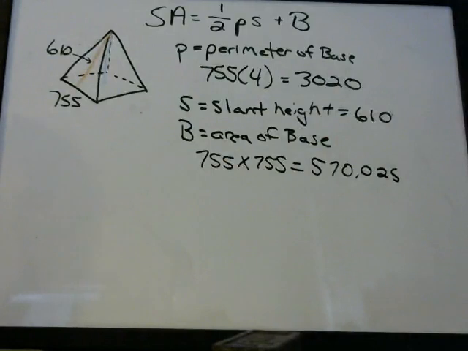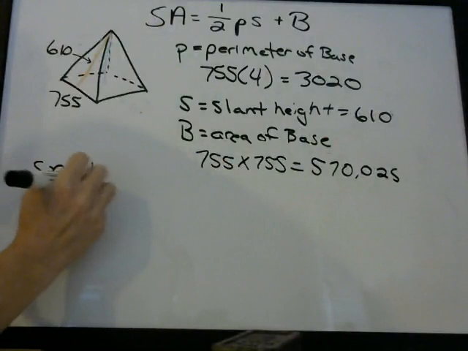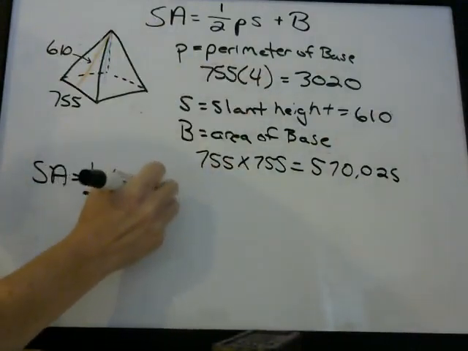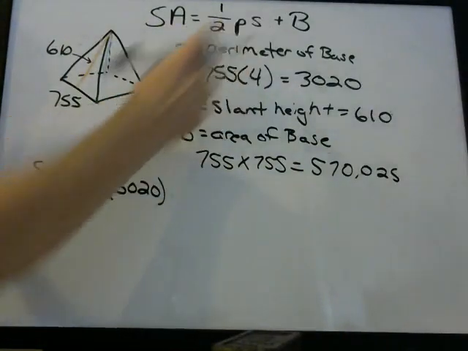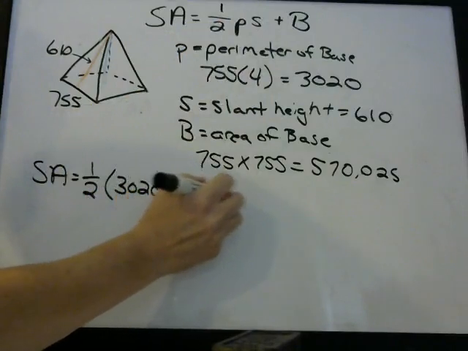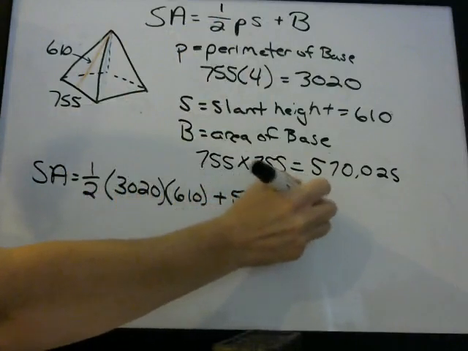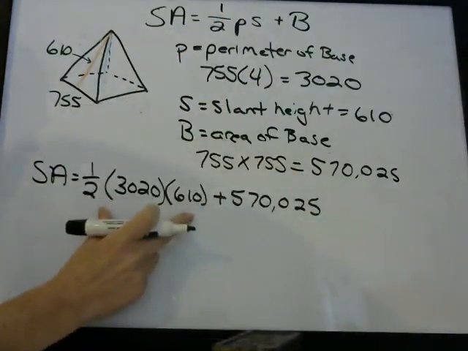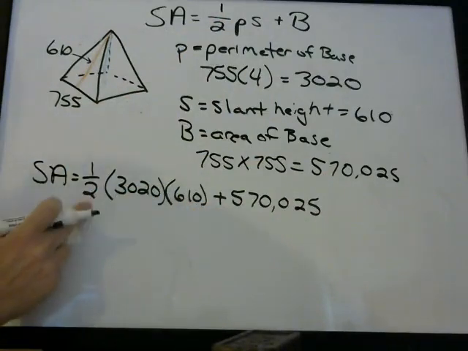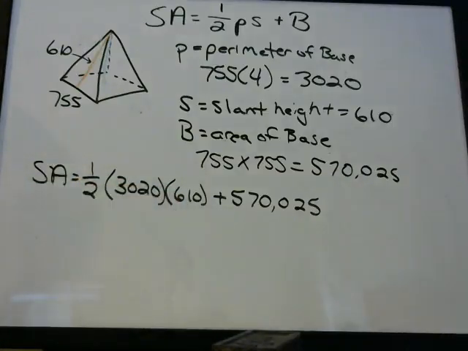So, what is the whole surface area? Surface area equals 1/2 times perimeter, which is 3020. So I'm just plugging these numbers into this formula, times the slant height, which is 610, plus the base, which is 570,025. Remember, you always have to do multiplication before you do addition. That's the order of operations. So what's 1/2 times 3020 times 610? You can plug that into your calculator.